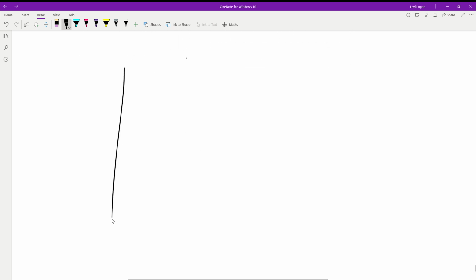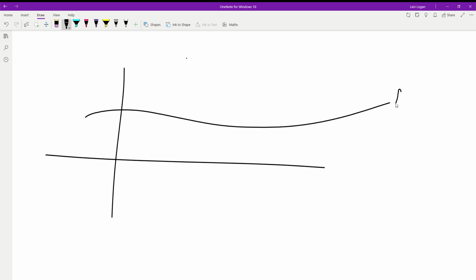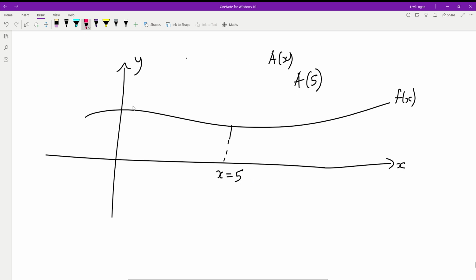Now, let's take a look at what else it can do. For example, let's say we had just a curve. Let's go f of x, and we have x and y axis. And let's say we had a function a of x. Now a of x gives you an area up until a certain point x. So for example, if x is 5 and I put in a of 5, it gives me this entire area exactly under the curve. Okay?